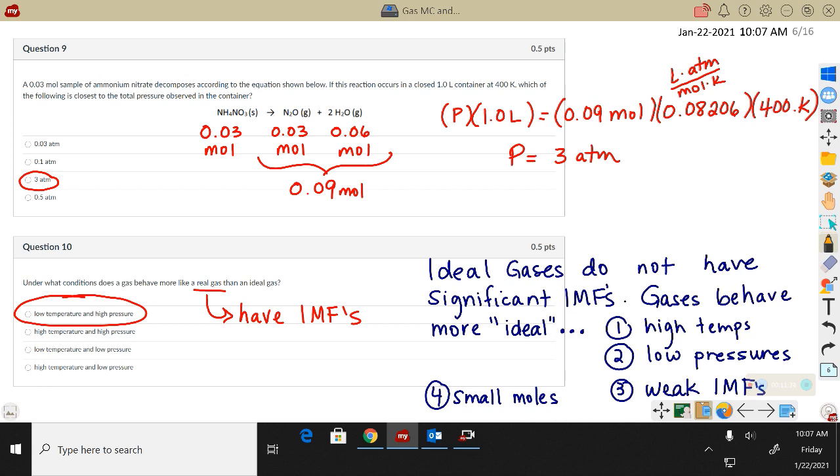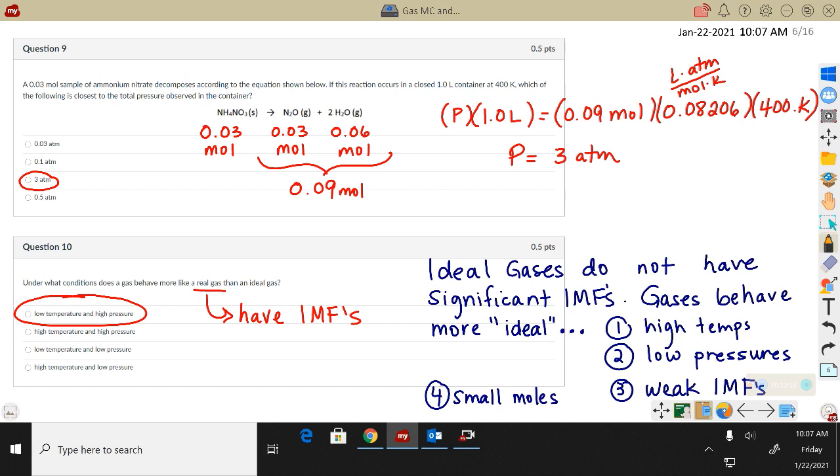Number 10, under what conditions does a gas behave more like a real gas than an ideal gas? Well, ideal gases are not supposed to have significant intermolecular forces, but obviously real gases do. I mean, water can be in the vapor phase and it could still have some significant hydrogen bonds. It just depends on how close the particles become.